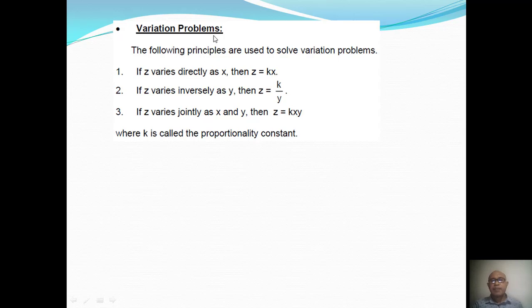Okay, we have variation problems. So we have three types of variations. If z varies directly as x, then we write z equal to kx. If z varies inversely as y, then we can write z equal to k over y. And if z varies jointly as x and y, then z is equal to kxy, where k is called the proportionality constant.